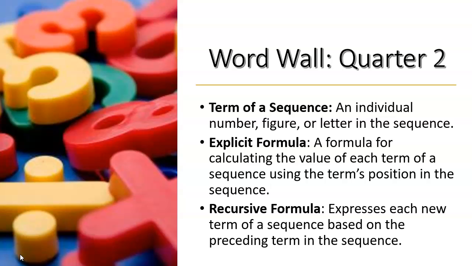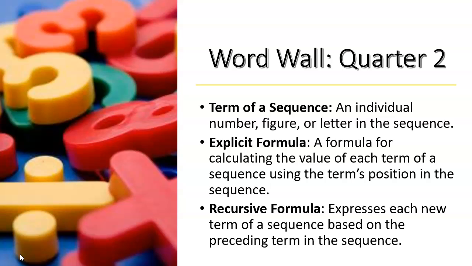So your first phrase or word is term of a sequence, an individual number, figure, or letter in the sequence. So if my sequence was 2, 4, 6, 8, 10, 2 is a term, 4 is a term, 6 is a term, 8 is a term, 10 is a term, and so on.